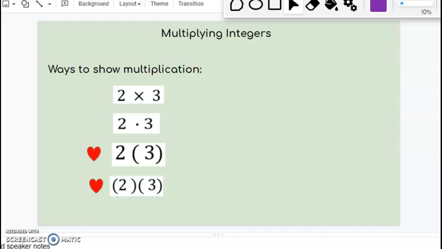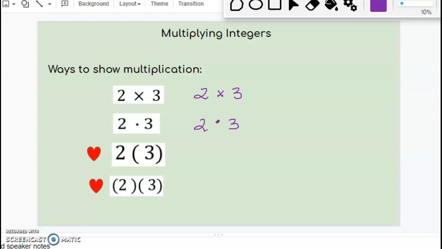So first I want to start with ways to show multiplication. When you were in second or third grade, you learned about multiplication. Your teacher showed you the multiplication sign, which was the little x, okay? So you learned 2 times 3. Then somewhere, probably around 5th or 6th grade, you were introduced to the little dot, which also means multiply, 2 times 3, okay? Now, in algebra, the parentheses is usually the way that you will see multiplication, okay?